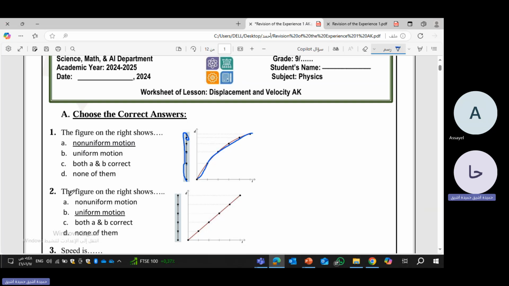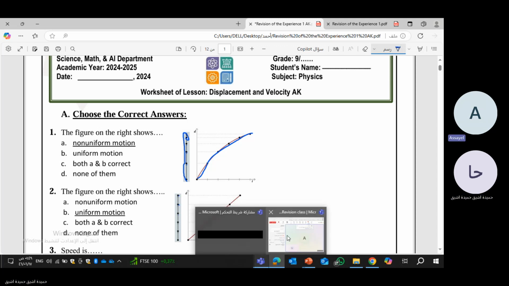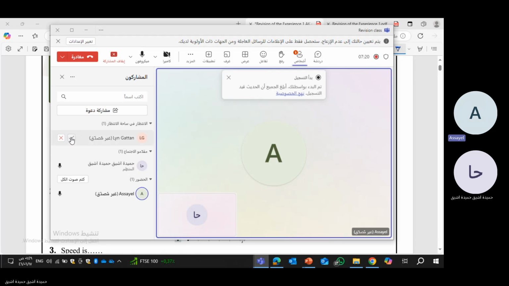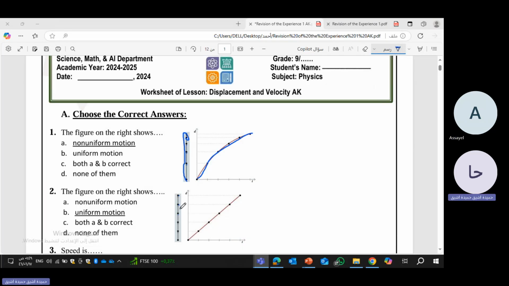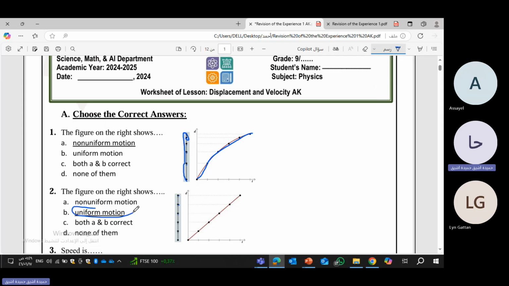Okay, so the second question, the figure on the right shows what? Look at the dots, you will see the dots. Yes, non-equally. Excellent, bravo. The first one not equally, but what about the second one? We have what? Uniform. Excellent. So equal dots, so it means uniform motion. Excellent, bravo.